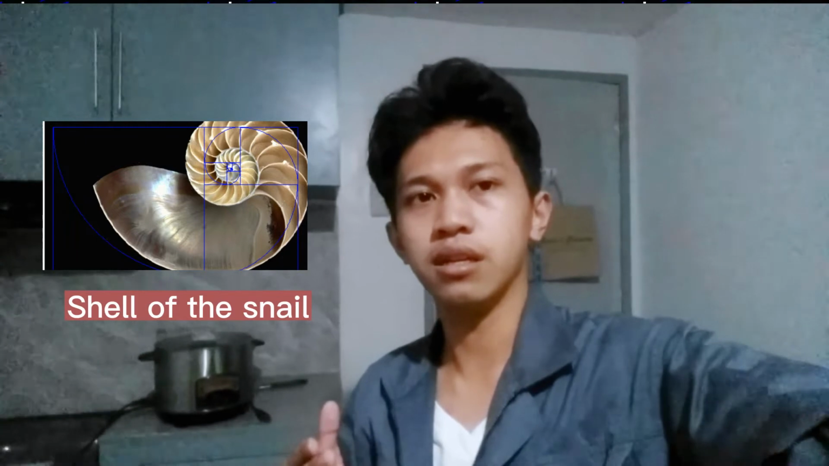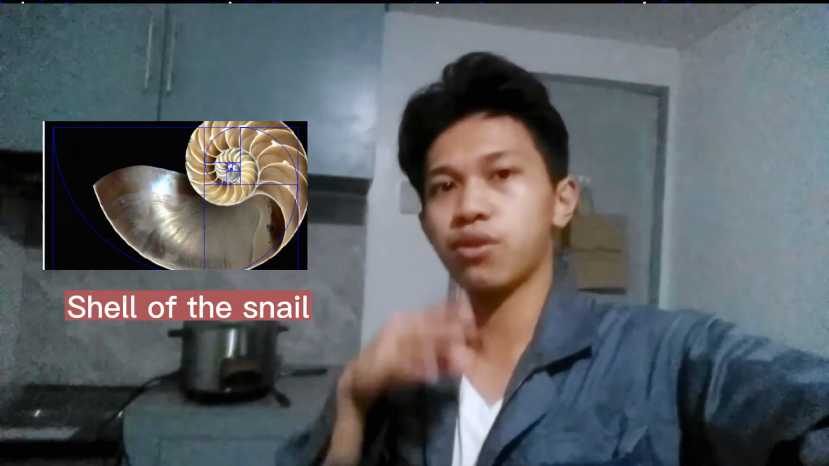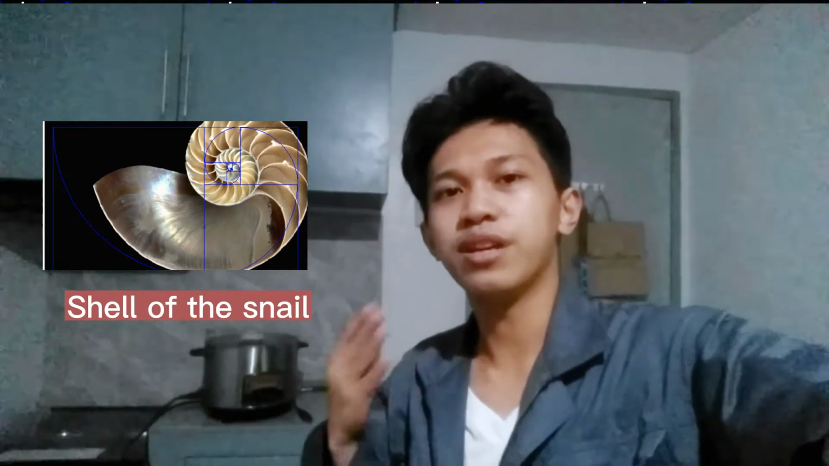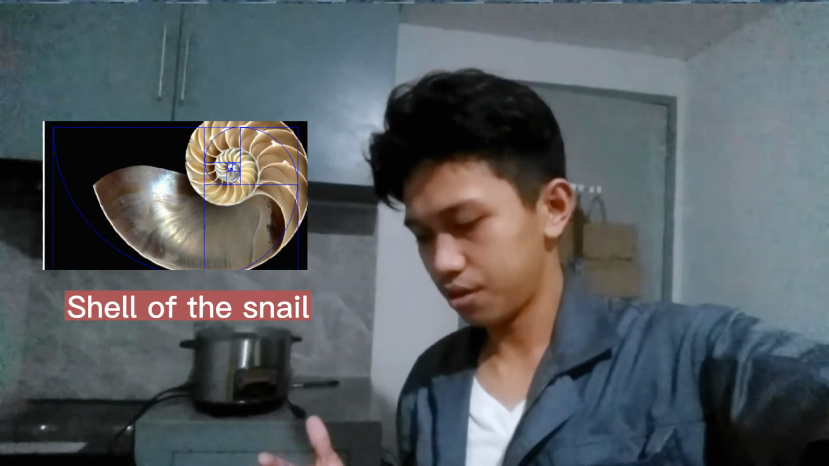And the second example is the spiral shape of the snail shell. The shell of the snail follows the Fibonacci sequence connection in nature.